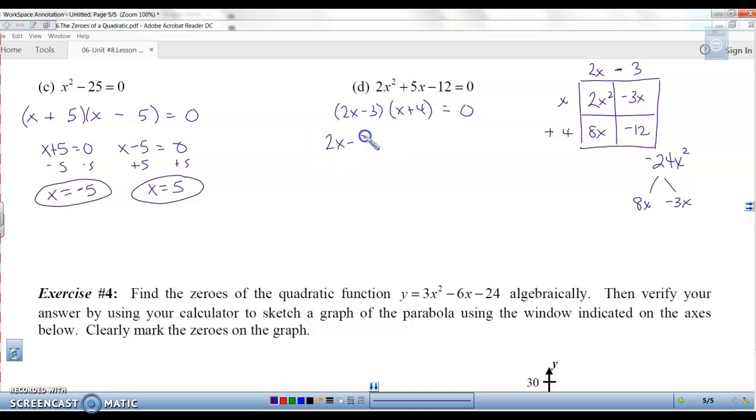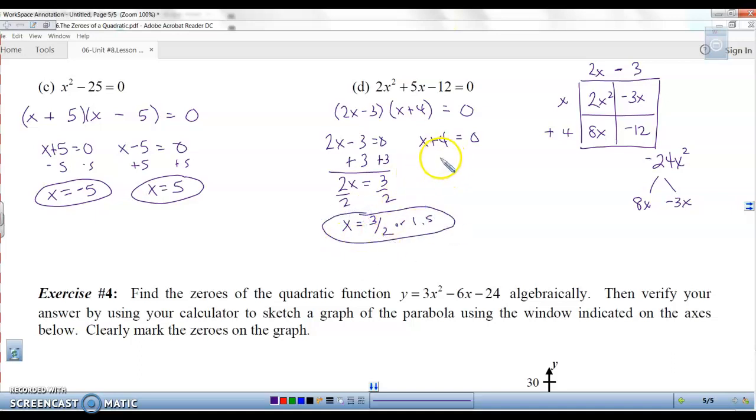Set each factor equal to 0 and solve. Now remember, when you have a leading coefficient that's greater than 1, it's not unusual to have one of your factors be a fraction. That's okay. This is 3 over 2 or 1.5. Either one of those is fine. I just leave it as the fraction. The other one's going to be x equals negative 4.